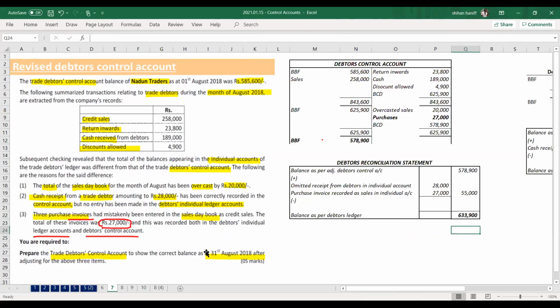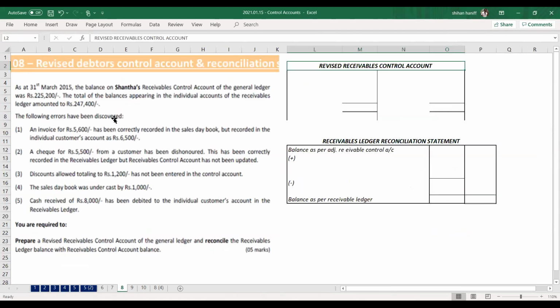So let's move on to another question. This is also debtors related. Once we do this question, we will move on to A-level past papers. We try to understand the basics of this concept.